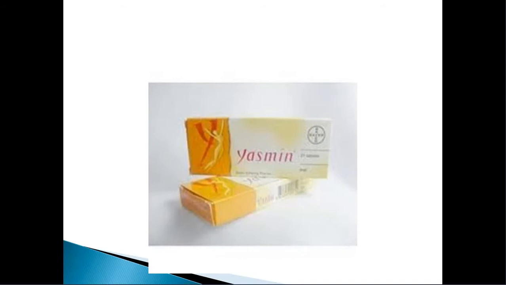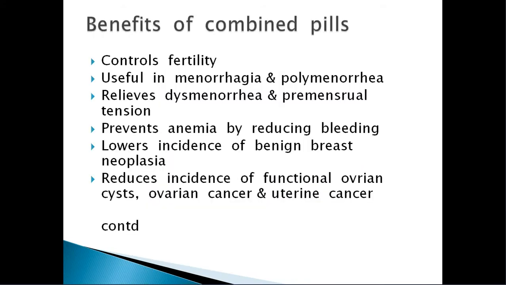This is one more, Yasmin. This contains ethinyl estradiol and drospirenone. Drospirenone is an anti-mineralocorticoid. This is used not only for contraception, but also for prevention of hirsutism. That I will talk to you about later.